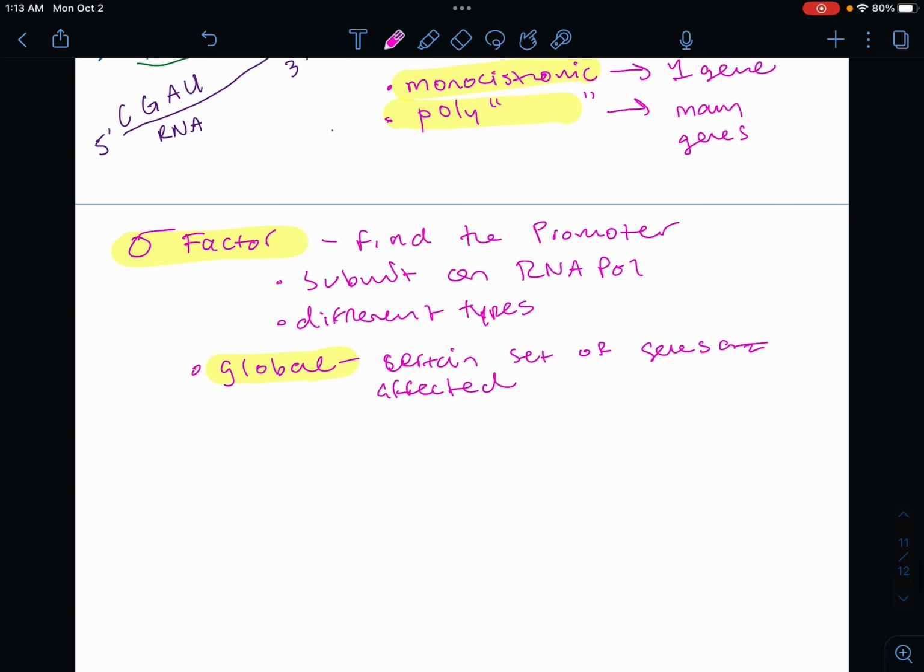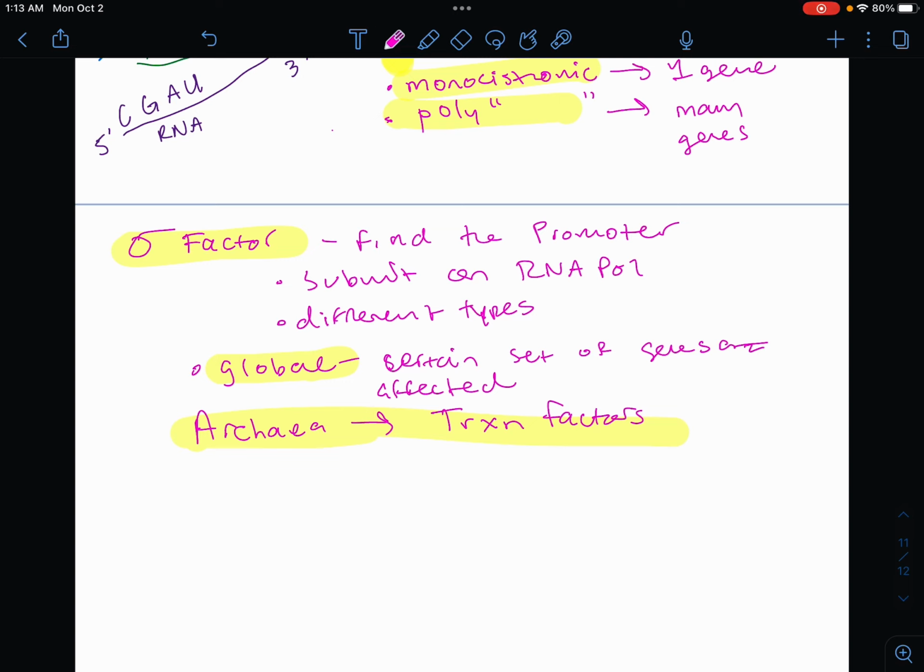And archaea as well as eukaryotes are going to have transcription factors instead. So there's a difference between bacteria and archaea, as well as us, because bacteria are the only ones that have sigma units.